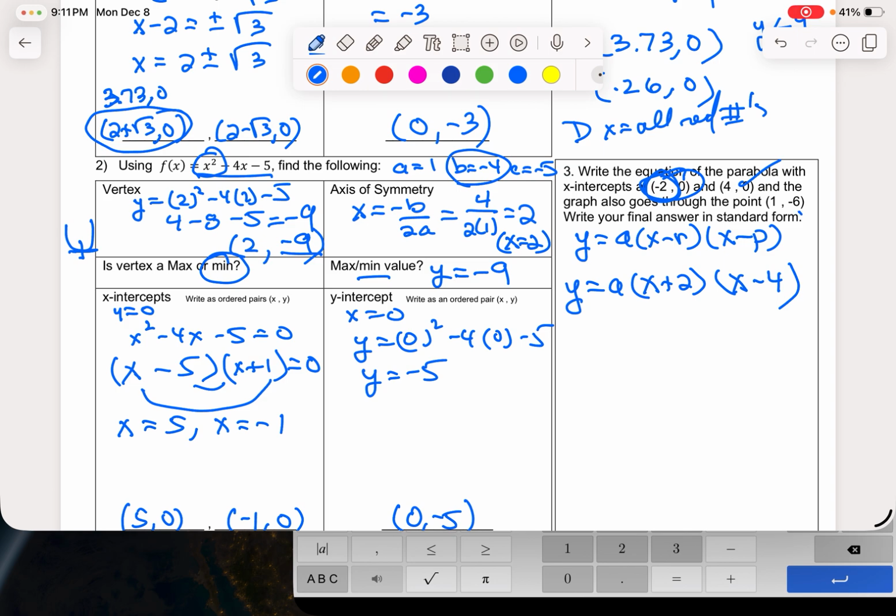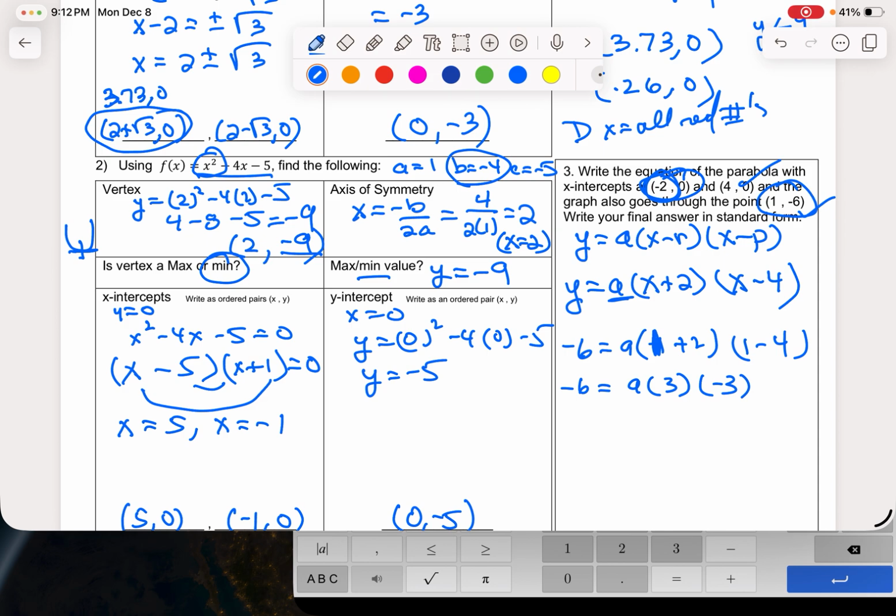Now we need to use our second point to go find a, I'm sorry. So y is -6 is equal to a, and I'm going to substitute in 1 for x. So I get 1 plus 2. Here it's 1 minus 4. All right, so I get -6 is equal to a. The first parentheses is a 3. The second one is -3. Why are they the same but opposite? Because this is actually our vertex.